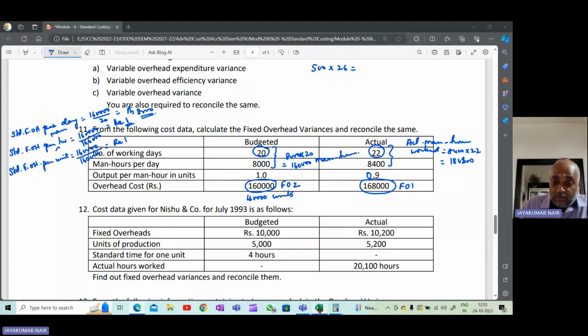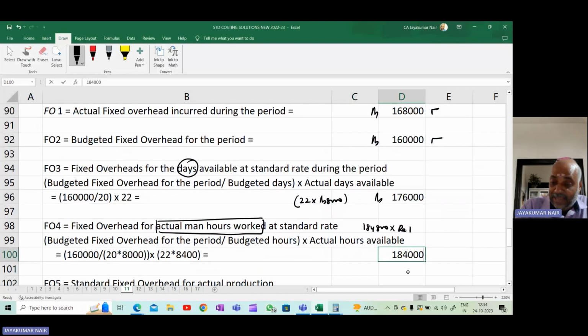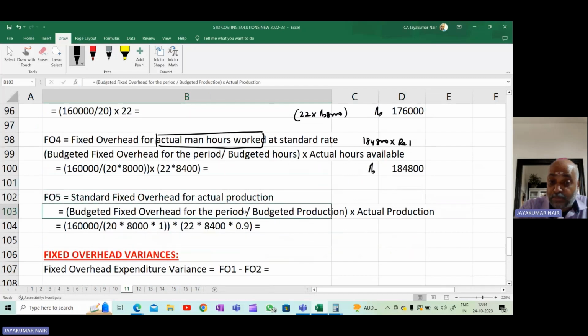That is 1,84,800 man hours. So what do we do here? For fixed overhead for the actual man hours worked, we will be multiplying the 1,84,800 man hours by the rate per man hour, which is rupee 1. Therefore, FO4 is 1,84,800 rupees. Last one, we have to find out fixed overhead for the actual production.